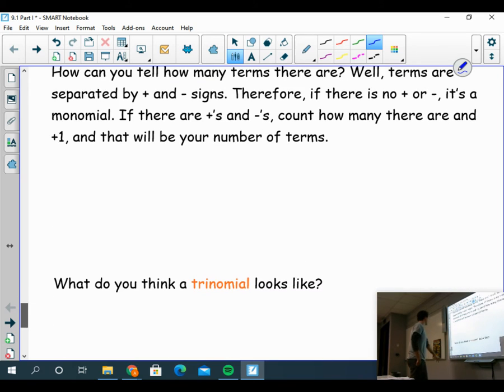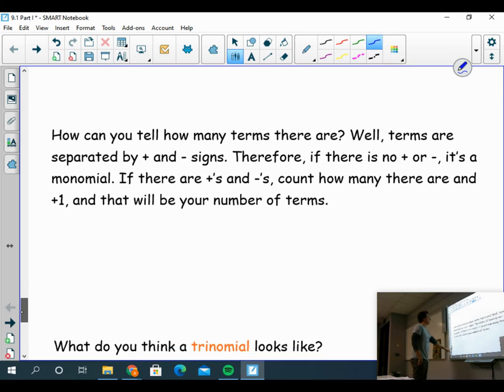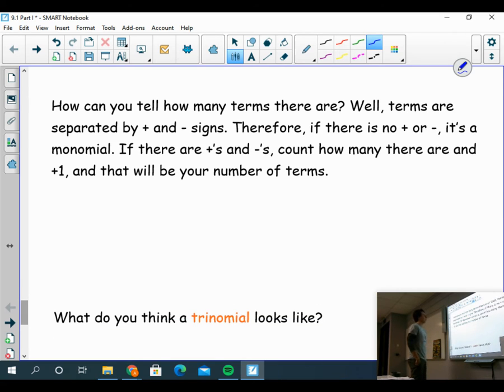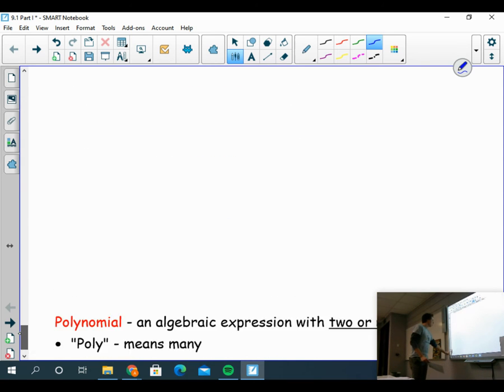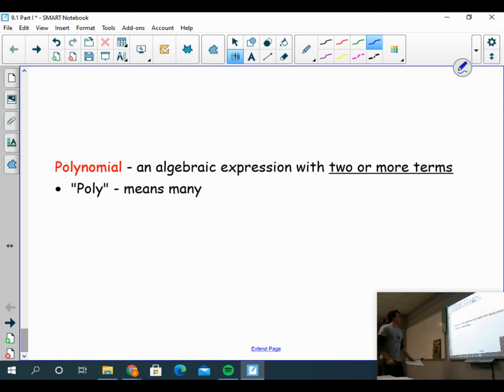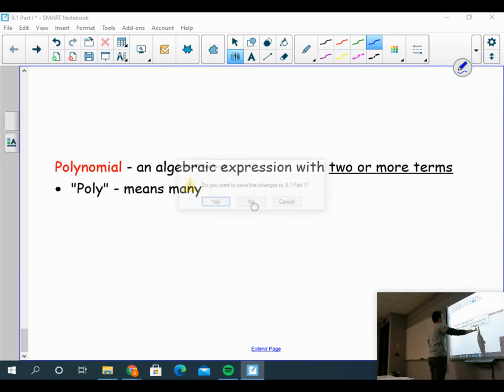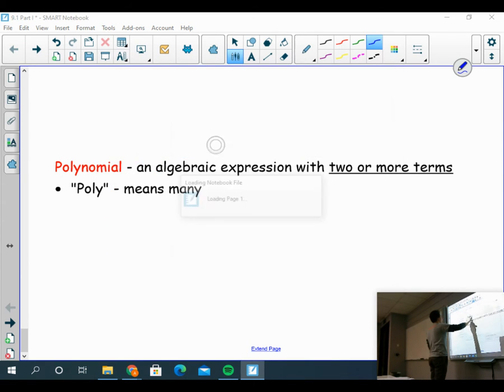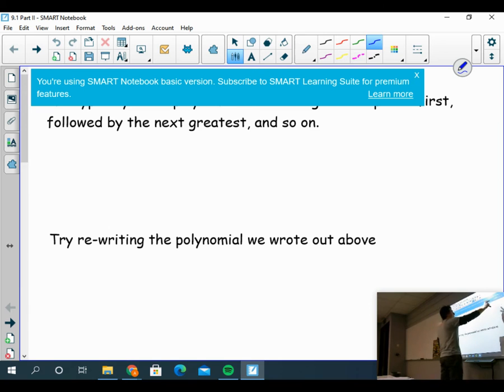Again, if you want a formal definition, you can go ahead and write this down. This just goes more in depth into how we tell what does and does not make up a term. We talked about what a polynomial was, an algebraic expression with two or more terms. And now we're going to dig a little deeper into what a polynomial is.